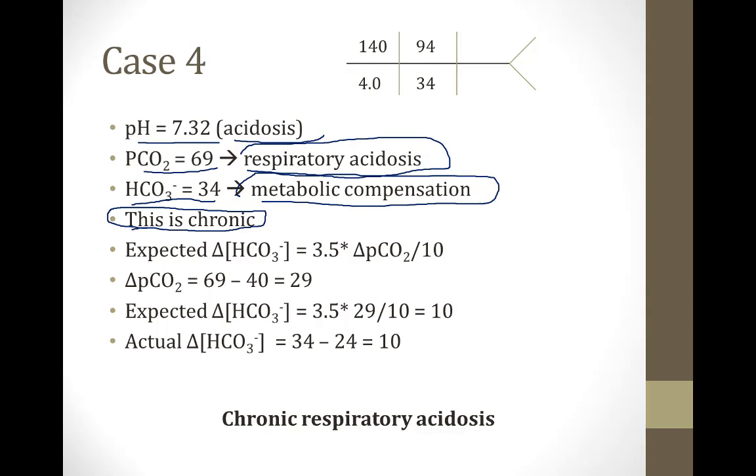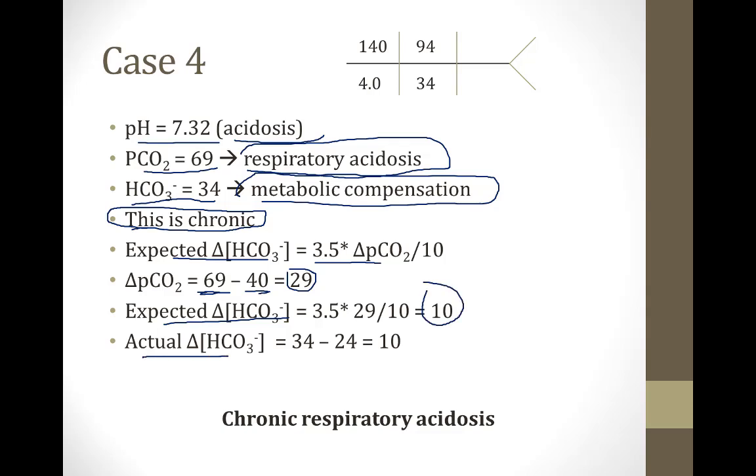So for chronic respiratory acidosis, the expected change in bicarbonate is 3.5 times the change in PCO2 over 10. Well, the change in PCO2 is 69, which is the patient's PCO2, minus normal of 40, or 29. That's our change in PCO2. So the expected change in bicarbonate is 3.5 times 29 divided by 10, and that works out to be 10.